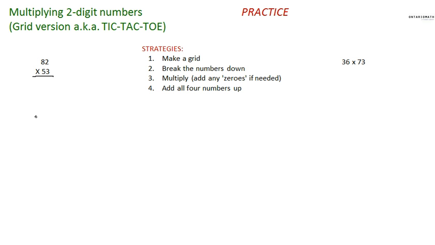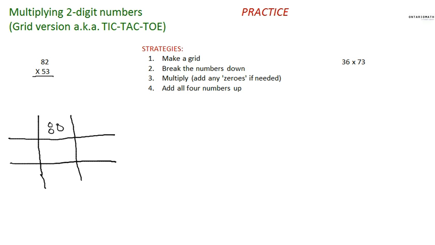So 82 times 53. So I'm going to make that grid first. I call it the tic-tac-toe version for a reason, because I'll make a grid that looks like a tic-tac-toe. All right. And step 2, I'm going to break the numbers down. So 82 means 80 plus 2, and 53 really means 50 plus 3. Okay, and we're going to multiply these.